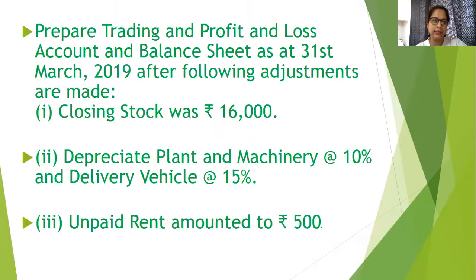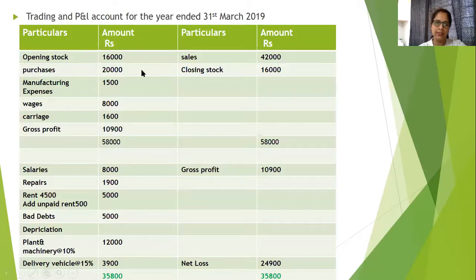Now we will write it in. So opening stock we have written, purchases we have written, manufacturing expenses we have written, wages we have written, carriage we have written, sales, closing stock. We have calculated the gross profit by posting these things in the trading account. Gross profit will come as the balancing figure. This side was more, this side was less, so gross profit came. Gross profit is 10,900. It will be shifted here to the profit and loss account.